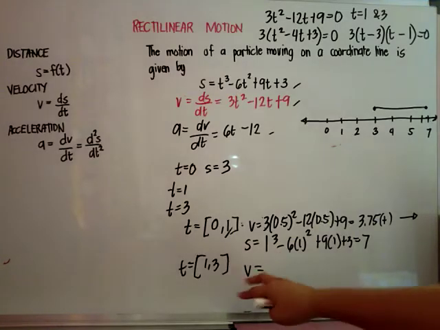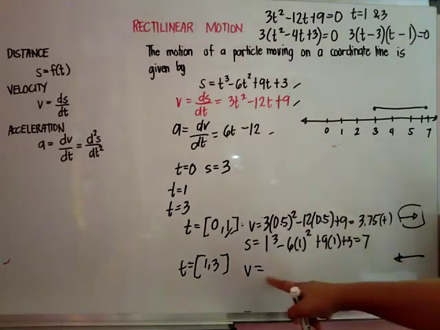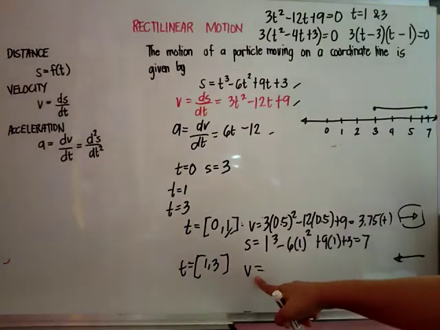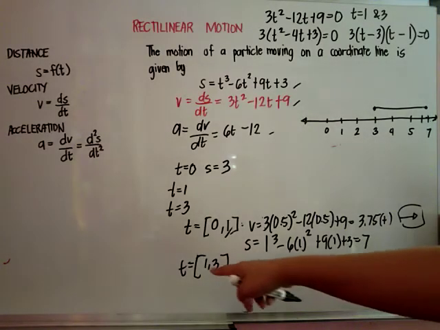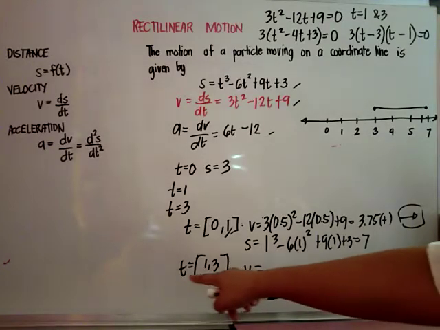I-prove lang natin na dapat, di ba, moving to the right siya dito at 0 to 1. So, meaning sa 1 to 3, opposite naman ito, kasi nga mag-change direction na siya. Dapat negative yung maging sagot sa interval na to ng velocity. So, kukuha lang tayo ng values between 1 and 3 for the value of t.